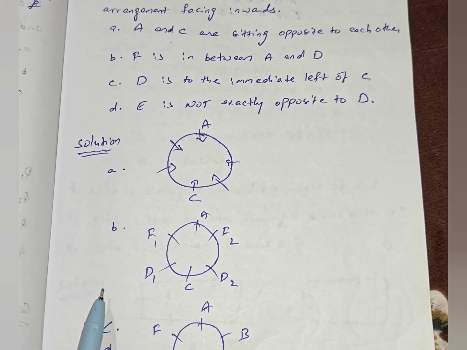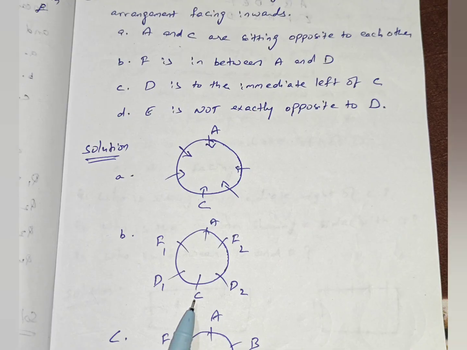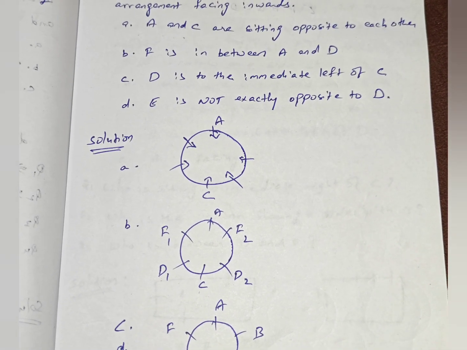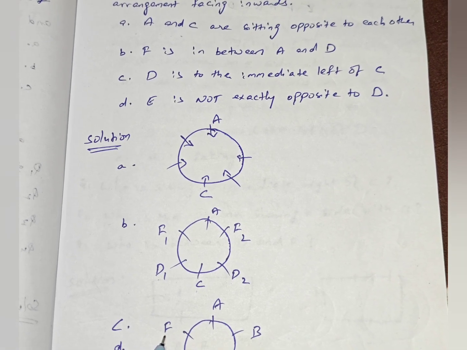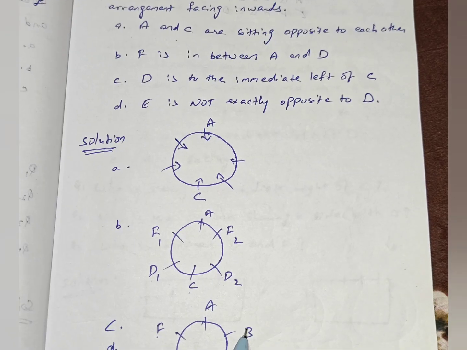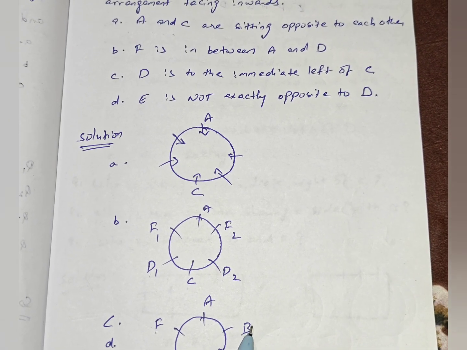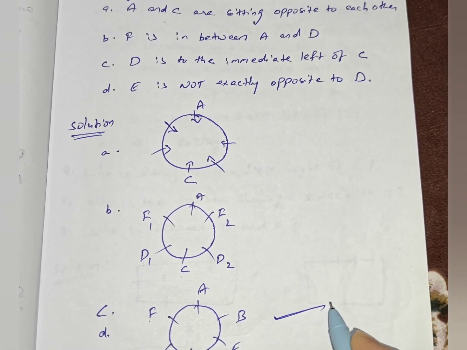Now with statement C, D is to the immediate left of C. C is already sitting here, so D should be here. So the possible solution is D is here and F is here. And with statement D, E is not exactly opposite to D. Opposite to D is this place, and E should not come here. So B should come here and E should come here. So this is the final arrangement.